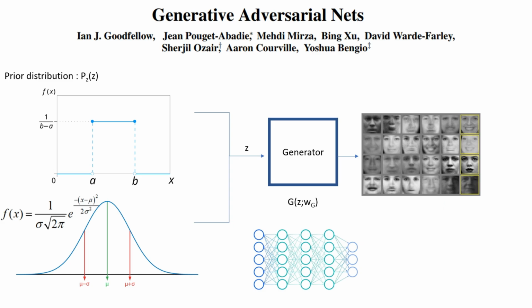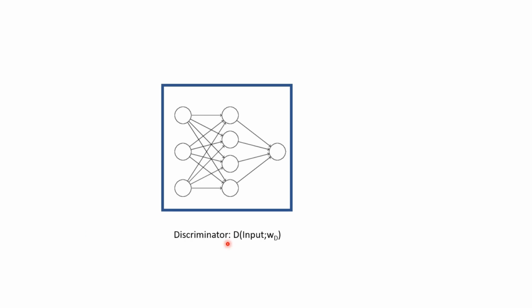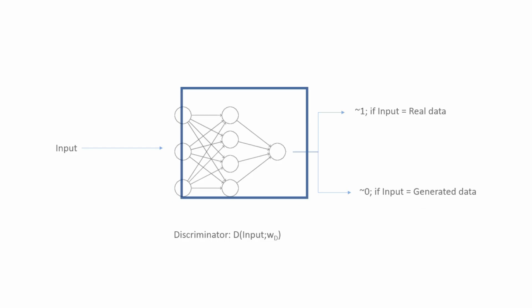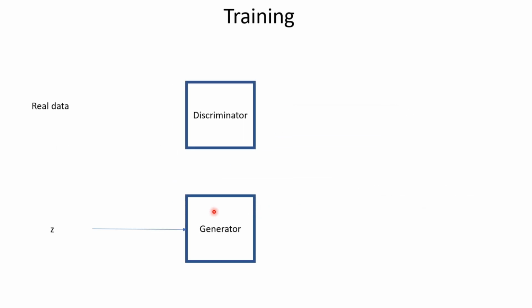Next, we have the discriminator block, which is responsible for distinguishing between real and generated data. It takes an input either from the real dataset or the generator and outputs a probability indicating how likely the data is real. Ideally, the discriminator outputs a value close to 1 when the input is from the real dataset, and a value close to 0 when the input is generated by the generator. When the generator produces data G of Z, both the real data and the generated data are fed into the discriminator.